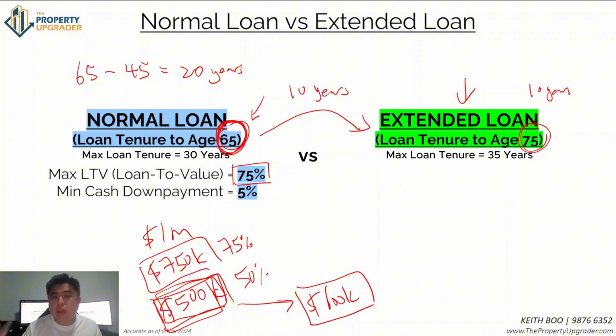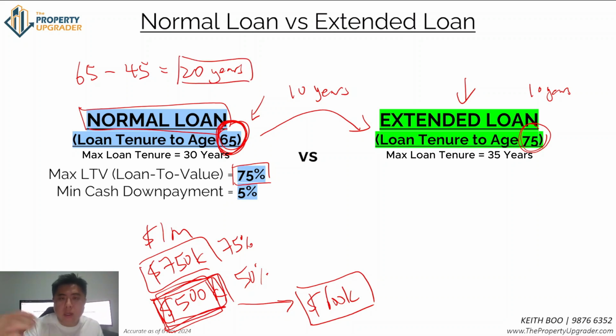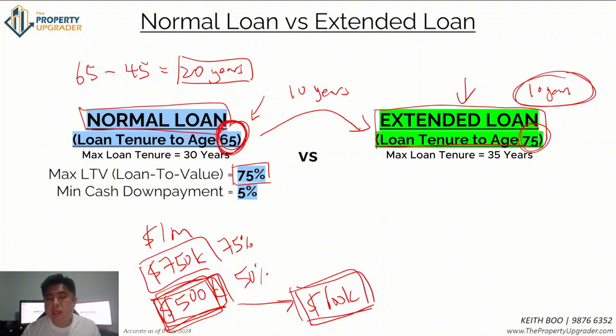Right, so back to this example. Remember just now I said based on a normal loan and based on your age and your income, the bank is only able to give you 500k based on a 20 years loan tenure. But by using this extended loan and by increasing 10 years more loan, now the bank is able to give you 600,000. So does it mean that for this 1 million property that you are purchasing, now you can get 600,000?